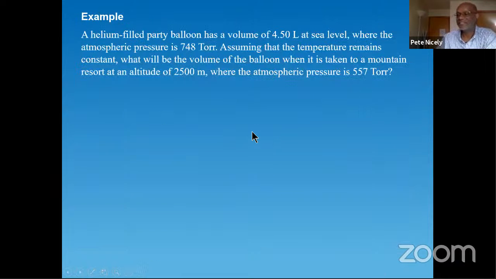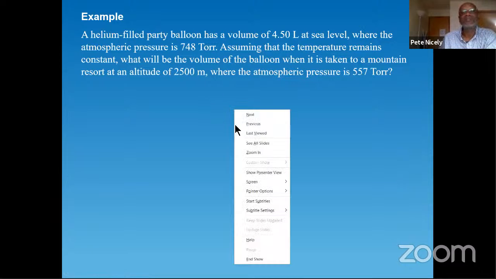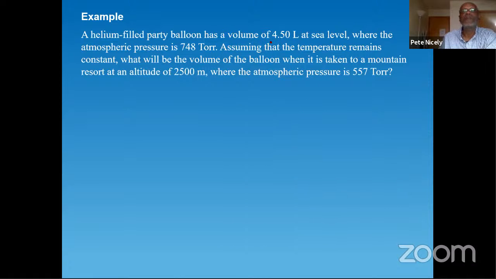Okay, so here is an example, a Boyle's law example. It says a party balloon has a volume of 4.50 liters at sea level, where the atmospheric pressure is 748 torr. And it says that if you take that same balloon to a mountain resort at a height of 2,500 meters, where the atmospheric pressure is 557 torr. So the question is asking, what is the volume?